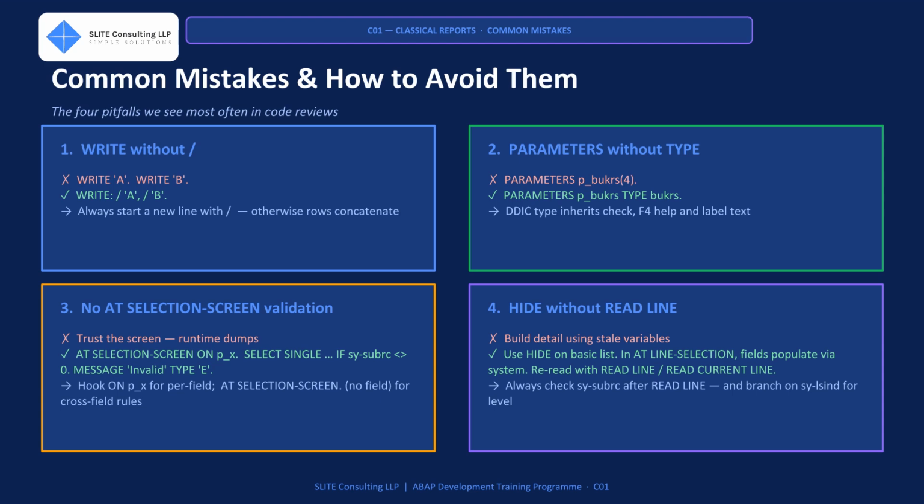Third, no validation in AT SELECTION-SCREEN. If the user enters an invalid company code and you do not check, the SELECT returns 0 rows and the report prints nothing. The user does not know why. Validate all inputs and give clear error messages. Fourth, not using READ LINE in AT LINE-SELECTION. The temptation is to use SY-LISEL, the full text of the selected line, and parse the vendor number out of it as a string. This is fragile and breaks when column positions change. Always use HIDE and READ LINE to retrieve structured data reliably.